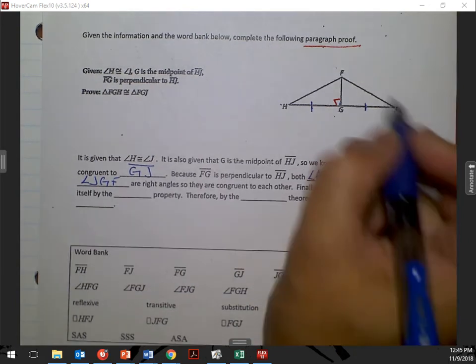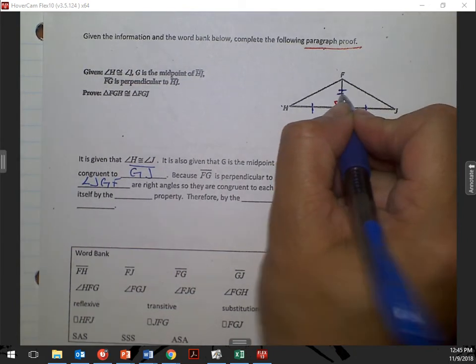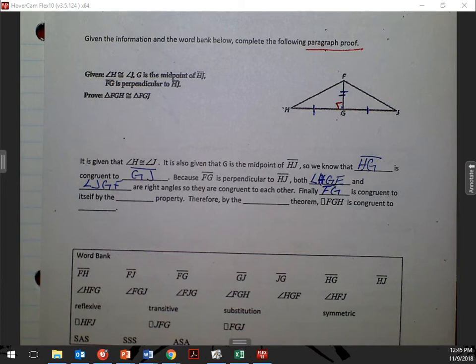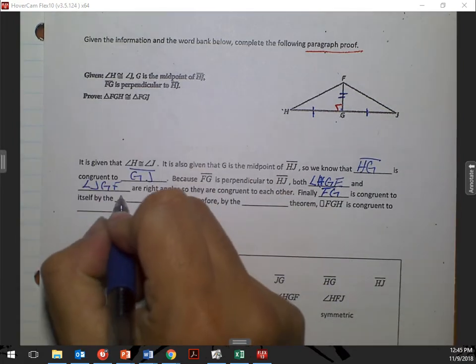FG is congruent to itself, so I'm going to put double tick marks right there, right? By the property. Reflexive. Right here. Reflexive. I keep, come on, you already got candy today. Let someone else. Seriously. Reflexive. Reflexive? This guy said reflexive. What? Okay. You be giving people two candies. Reflexive.